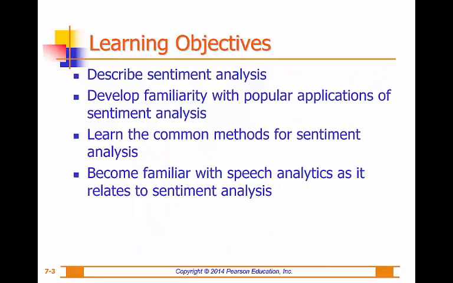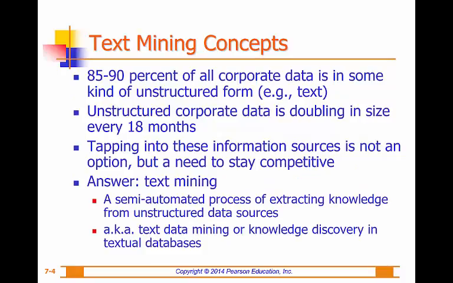Talk about sentiment analysis, some popular applications, and just look at speech analytics and walk through some of those constructs. So in this day and age, 85 to 90% of data is in some kind of unstructured form. In other words, it's text in just random places. Unstructured corporate data is doubling in size every 18 months, and I'm not thinking that's going to slow down anytime soon. We keep generating more and more documents and emails and all kinds of information that's out there. It's going to keep doubling, so that's going to be a considerable amount of data to work through in the coming years.